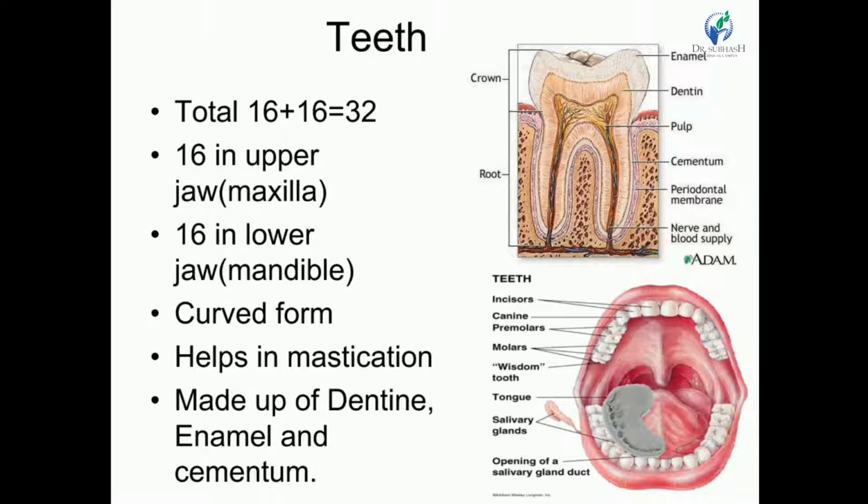Here it will be available 16 plus 16 is equal to 32, and it will be available in curved form, which helps in mastication, that is chopping of food or breaking down the food material we have consumed in the oral cavity. And again, that chopped material will be mixed with the saliva. So they are made up of the dentine, enamel and the cementum.